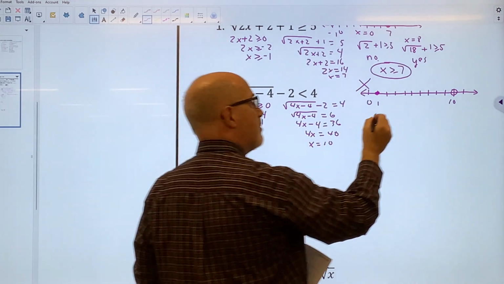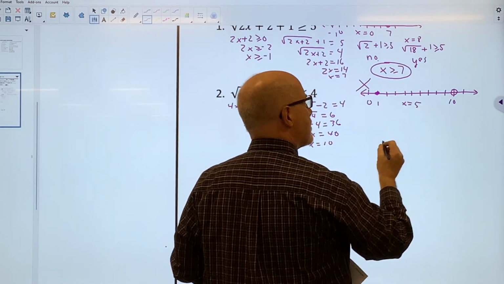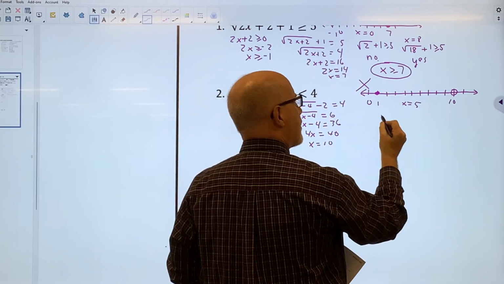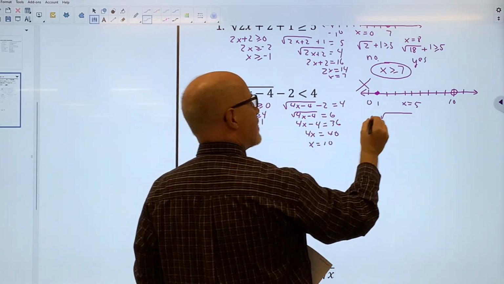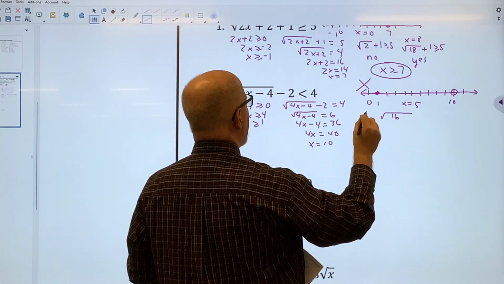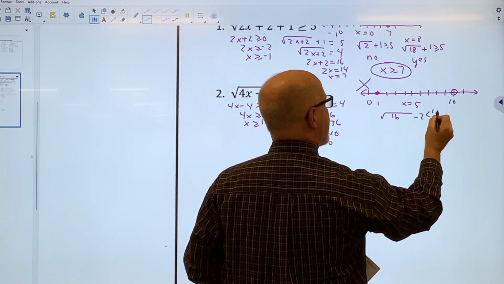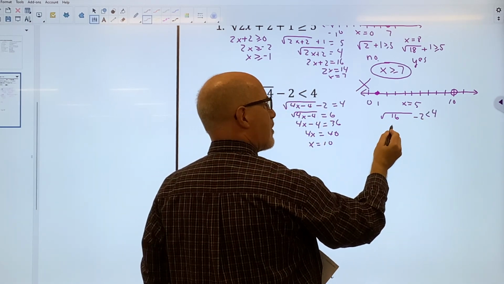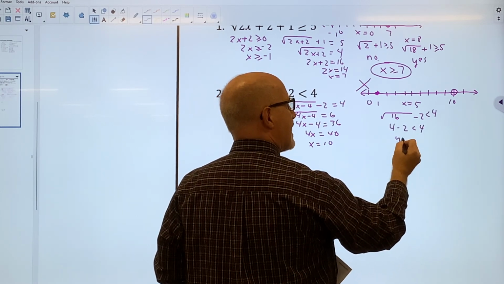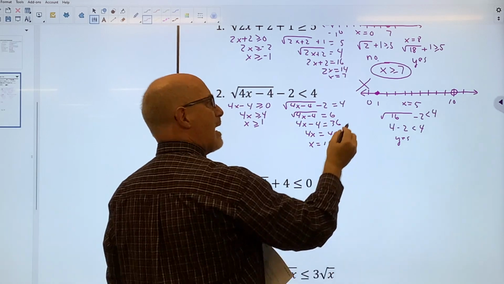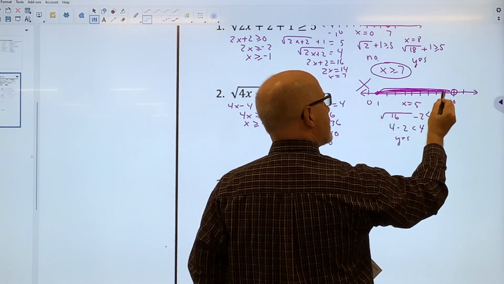Let's test between them. Let's put in, for instance, x equals 5 between these two. So if you put in 5, you get the square root of 4 times 5, which is 20, minus 4 is 16. Okay, and then we're going to have minus 2. Is that less than 4? Well, let's check this out. The square root of 16 is equal to 4, minus 2 is less than 4, and that's a yes. Okay, so I'm going to shade between these two numbers.